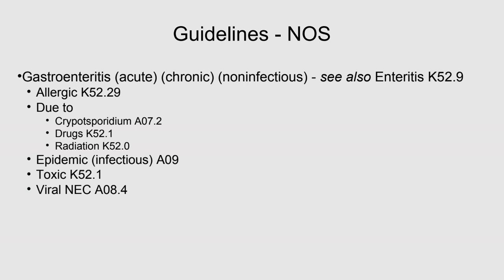Look up gastroenteritis in the alphabetic index. This entry lists a number of specific code conditions, including allergic, epidemic, toxic, viral. There's also some due to codes, what's causing the gastroenteritis: cryptosporidium is A07.2, caused by drug, caused by radiation. It can be epidemic, toxic, or viral.